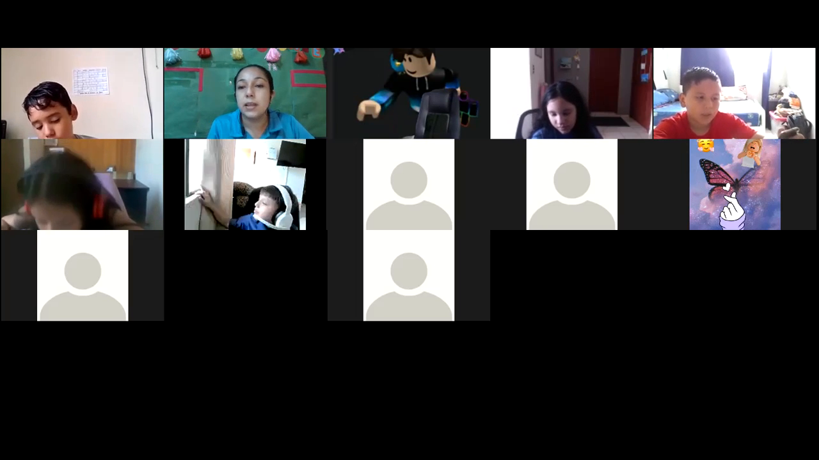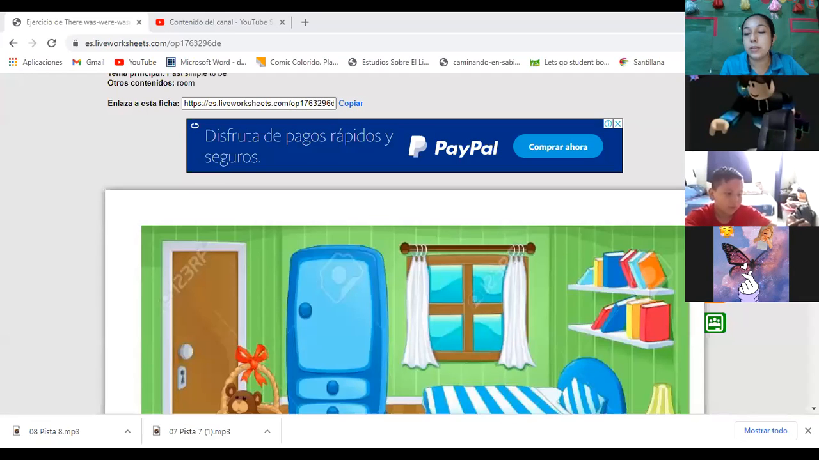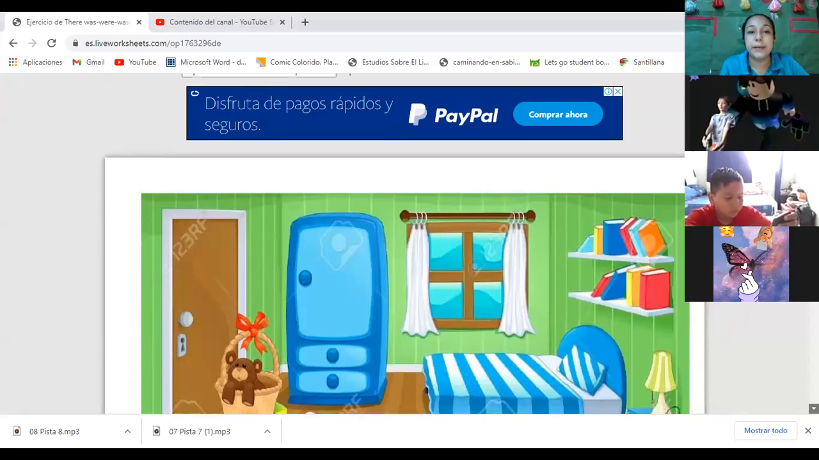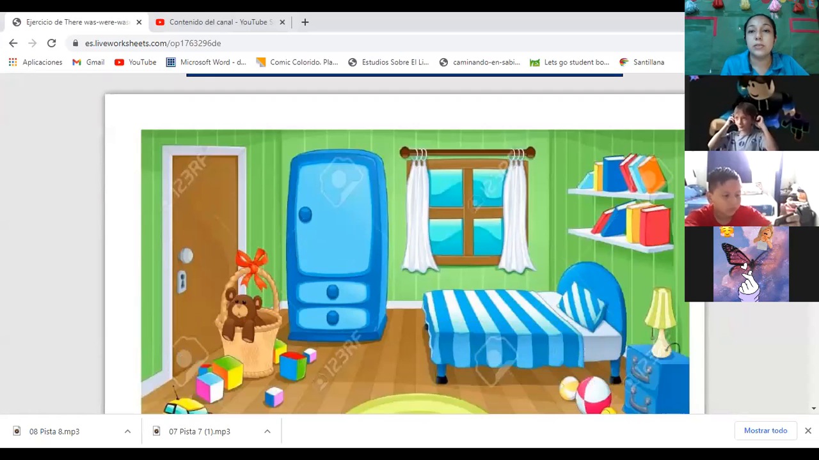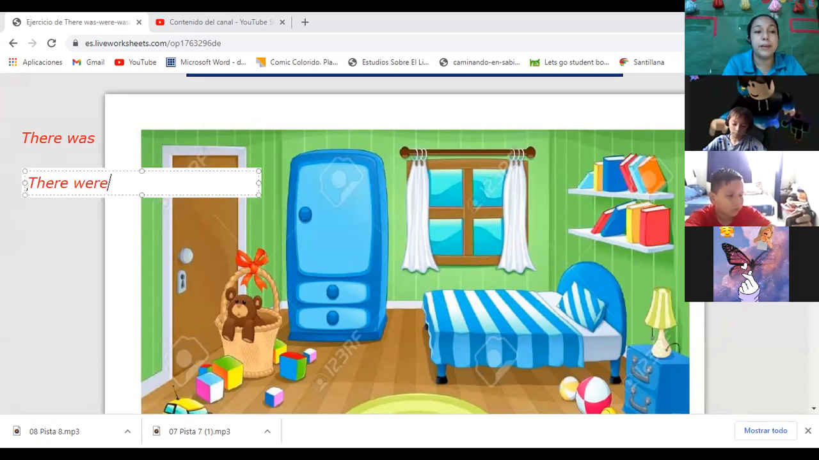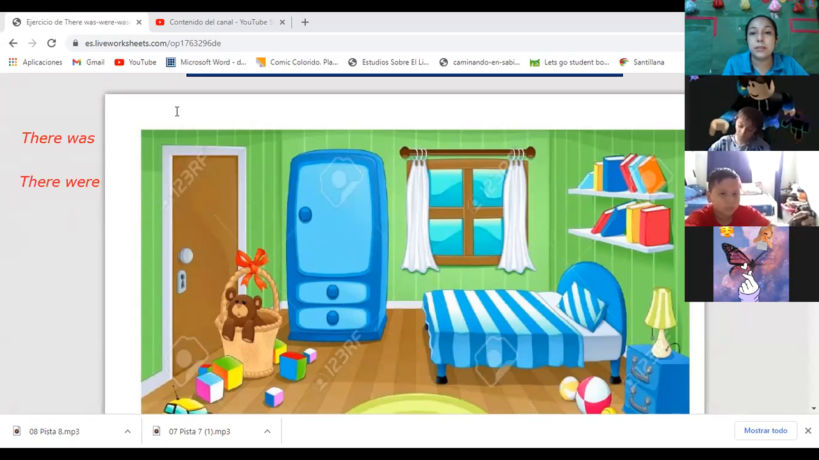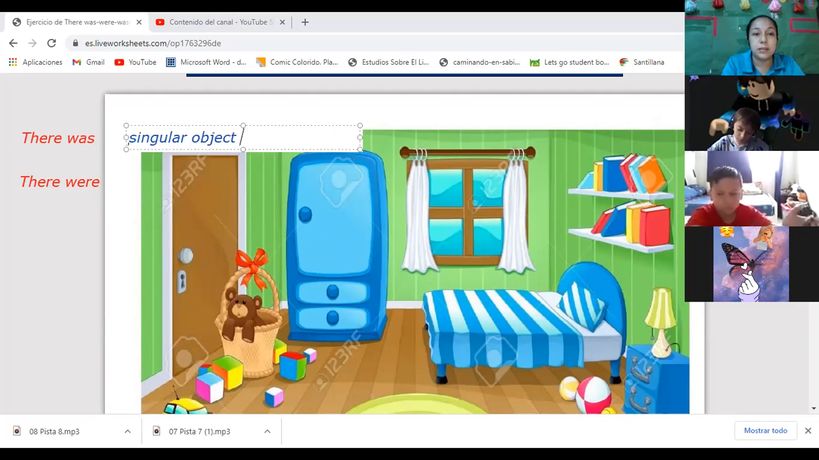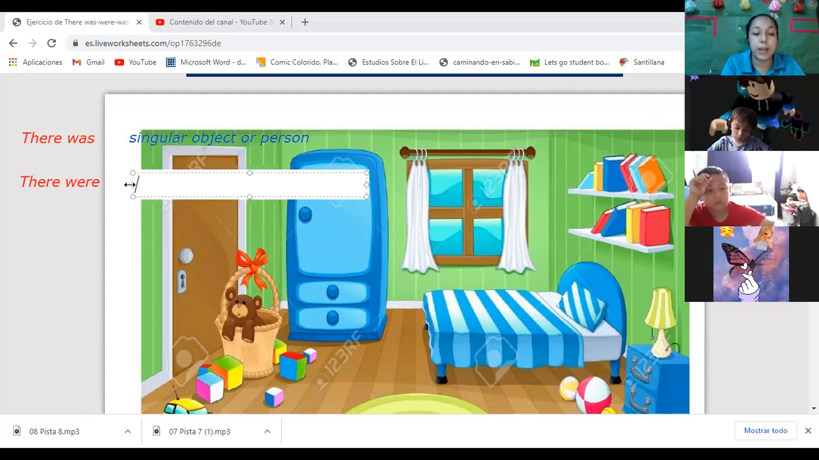Okay, so let's practice. In that part, we talk about there was and there were. Do you remember? So let's review this part. Remember, there was, you use this when you talk about singular, an object or person. And there were, when it is plural, objects or people.